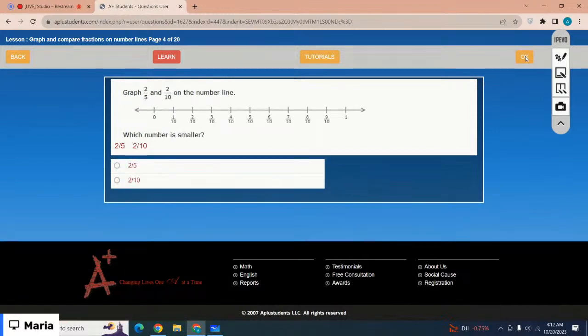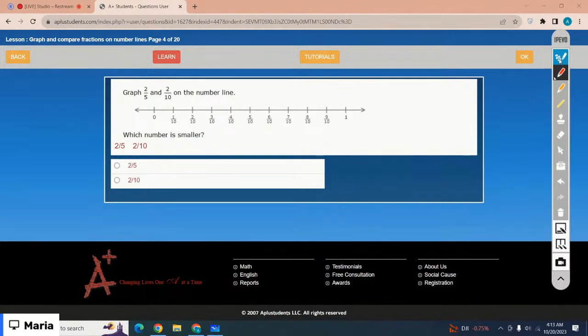Okay, graph 2 by 10 and 2 by 5 on the number line. Which number is smaller? Very first thing, make their denominator the same, right? 5 times 2 makes 10. You need to multiply this fraction by 2. So 2 times 2 is 4 and 2 times 5 is 10. That would be 4 over 10, right? So here is 4 over 10 on the number line and here is 2 over 10 on the number line.